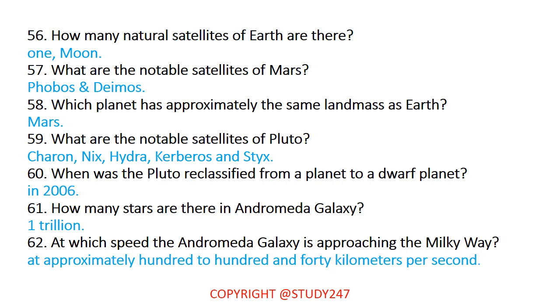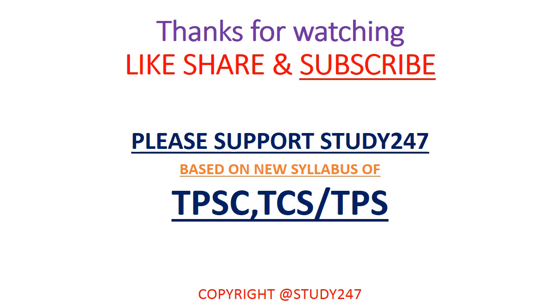How many stars are there in Andromeda galaxy? About 1 trillion. At which speed Andromeda galaxy is approaching the Milky Way? At approximately 100 to 140 kilometers per second. So these are some important questions.